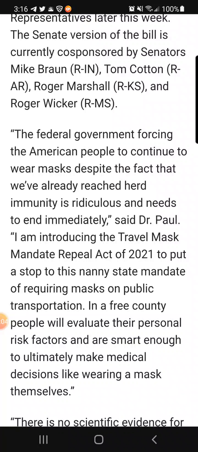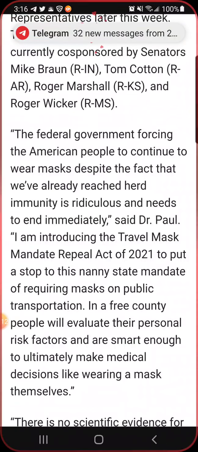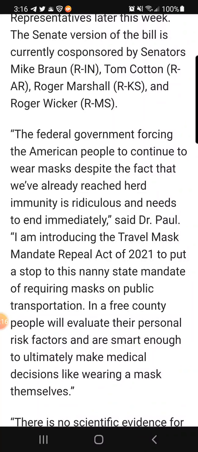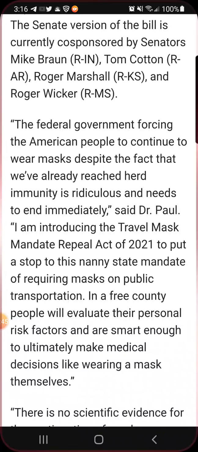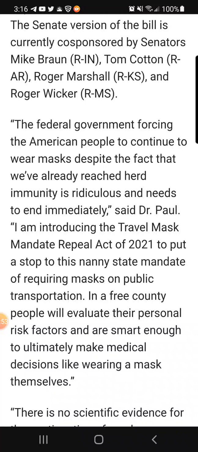So Rand Paul is not happy with these nanny states that are forcing people to wear masks. Alright, so this is what he said about the federal government. He said the federal government forcing the American people to continue to wear masks despite the fact that we've already reached herd immunity is ridiculous and needs to end immediately. So that's what Dr. Rand Paul has said. He also says, I'm introducing the Travel Mask Mandate Repeal Act of 2021 to put a stop to this nanny state mandate of requiring masks on public transportation. So he's had enough of these Democrats that are forcing you to wear a mask when you don't want to. He's sick of it. And the other senators that are joining in with Rand Paul, yes, they've had enough too.